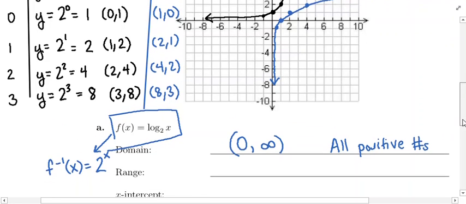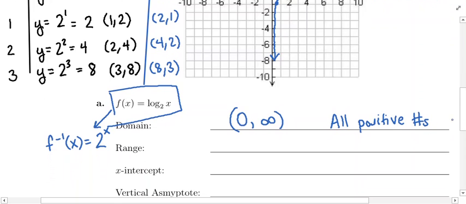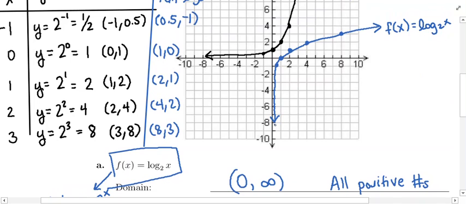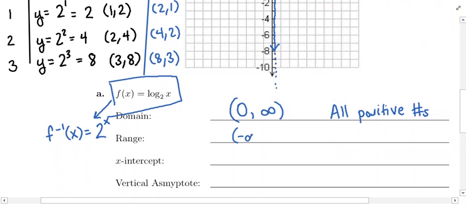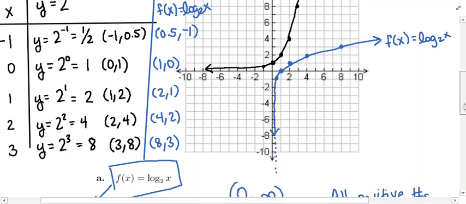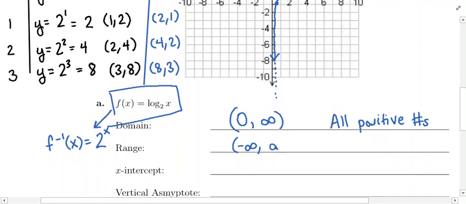All right, what about the range? Well, for range, you're going to write down your y values, going from the bottom to the top. The graph keeps going down, down, down forever. So the lowest y value is going to be negative infinity. The graph is climbing very, very slowly. It is rising, but very slowly. It may take a billion years, but it's eventually going to go up to positive infinity. So the range is all real numbers. The domain of an exponential is all real numbers, always. The range of a logarithm is always all real numbers.